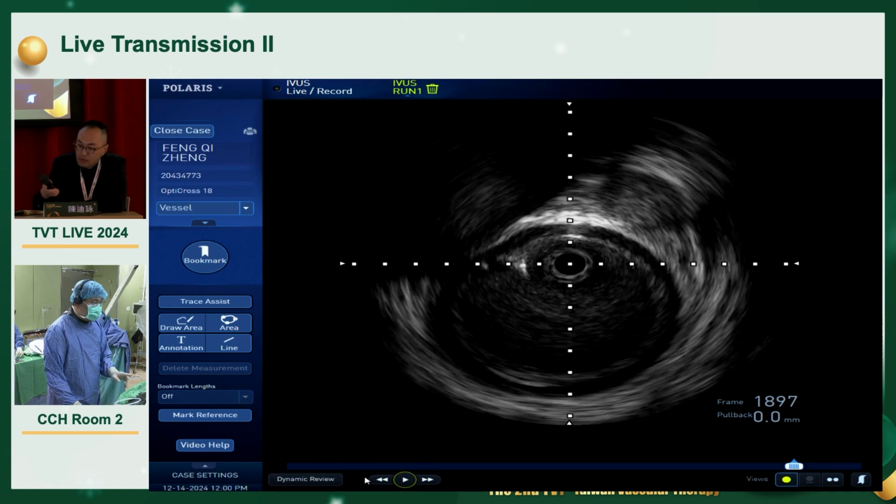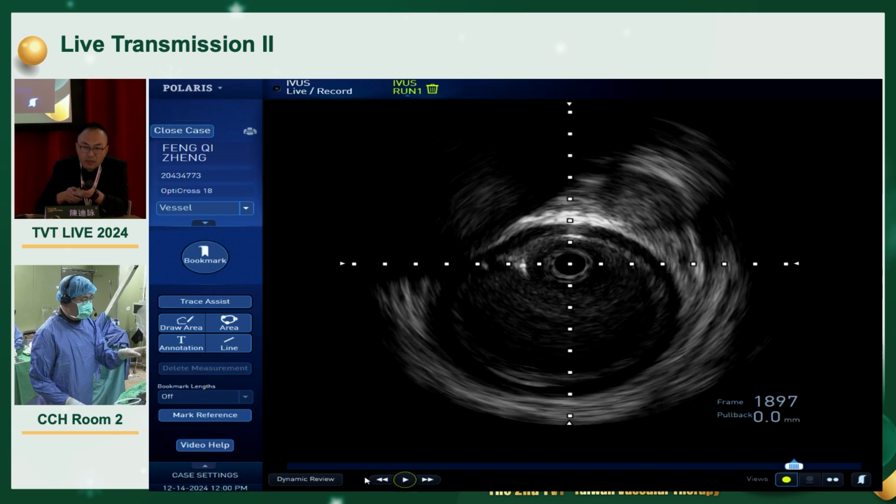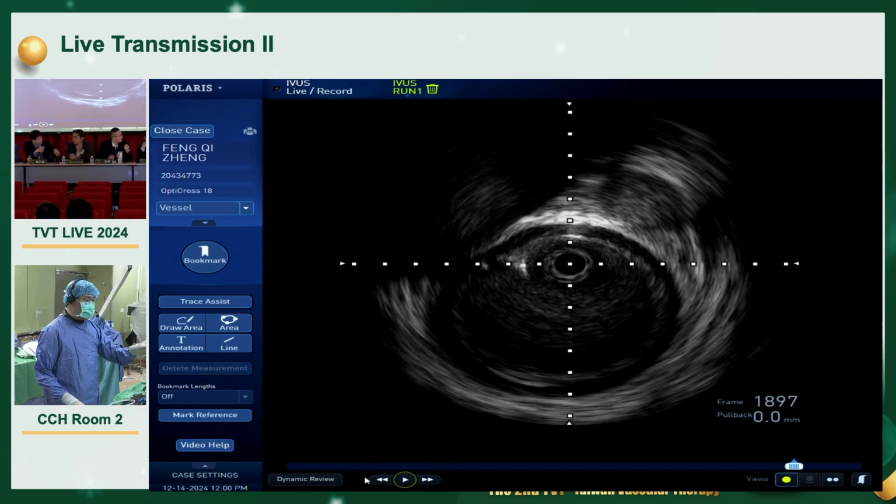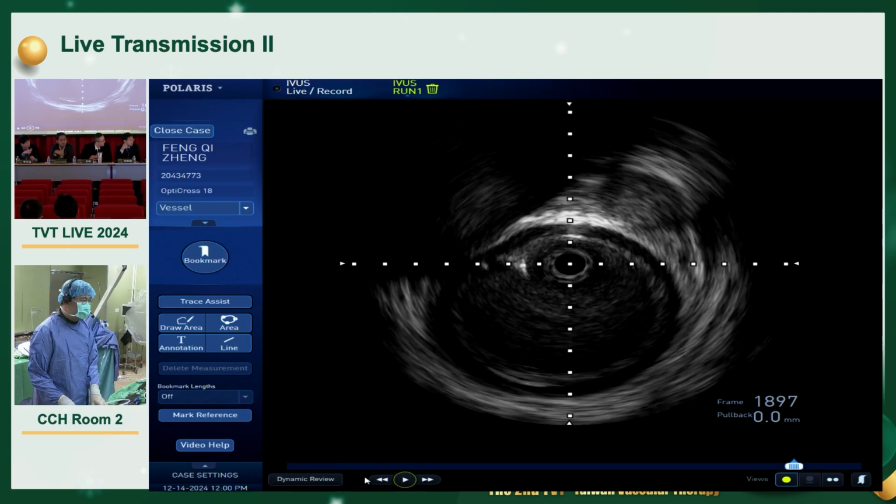Thank you. This is not an in-stent restenosis lesion. This is room 2. It's just a short segment stenosis. Total.